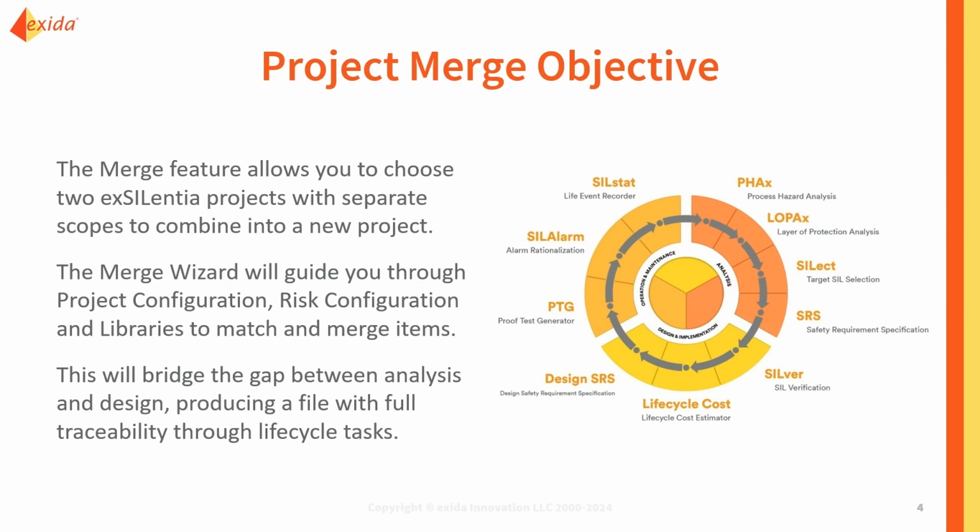And so Project Merge is meant to act as a bridge to fill that gap between analysis and design and make sure that if you'd like to, you can combine that data into a single file to benefit from the full traceability that the integration between the modules allows for. And so we've created a merge wizard that allows you to choose two files with separate scopes and create a resulting file where you can tell that the safeguard from one file is the same as the SIF in the second file.